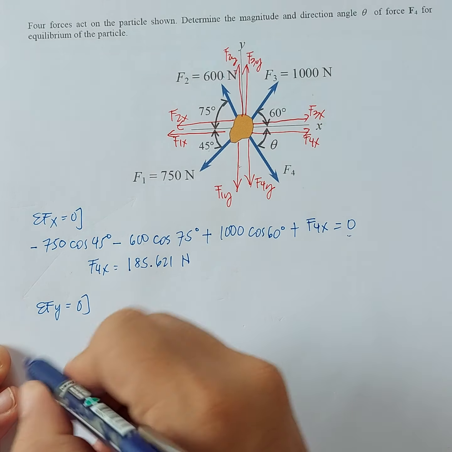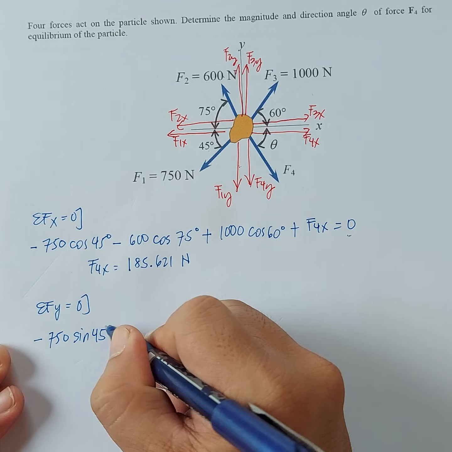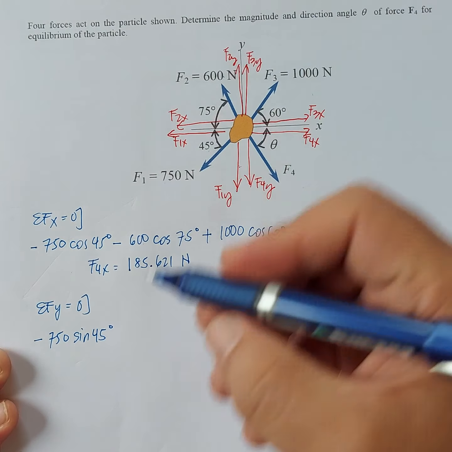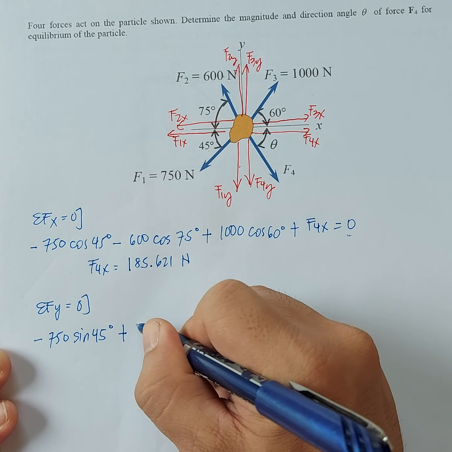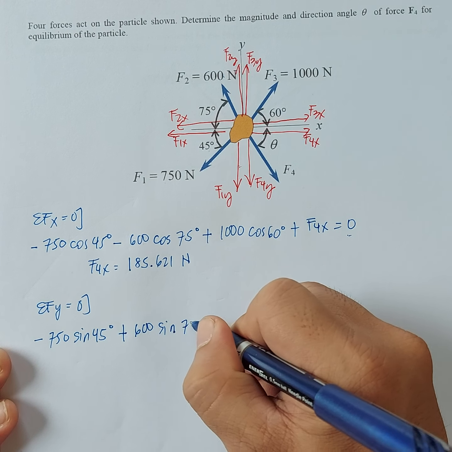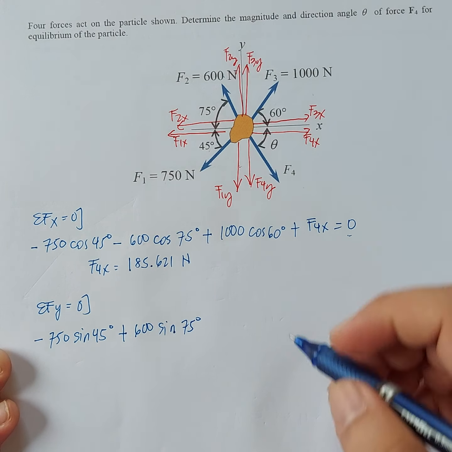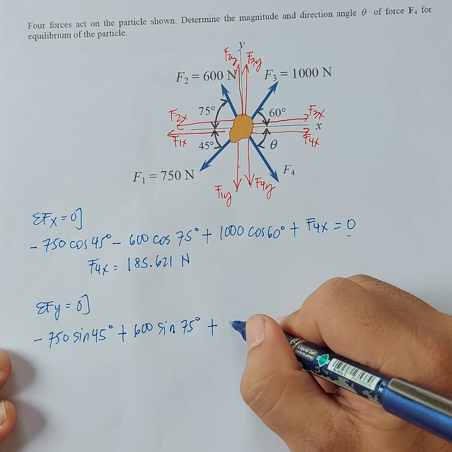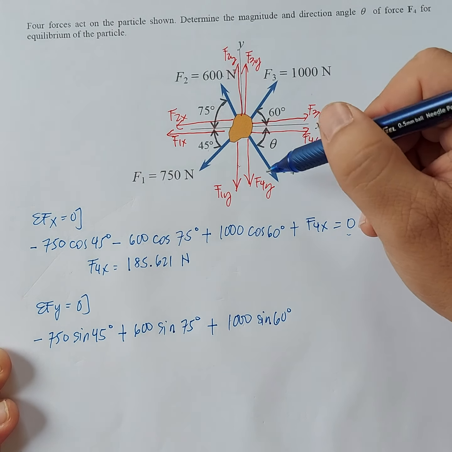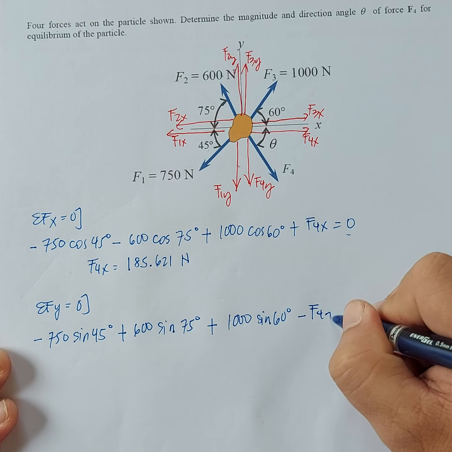F1Y is directed downward, so negative. We have 750 sine of 45 degrees. Then F2Y is directed upward, so positive siya. We have 600 sine of 75 degrees. And then F3Y is also directed upward, so positive 1000 sine of 60 degrees. And lastly we have F4Y directed downward, so minus F4Y.